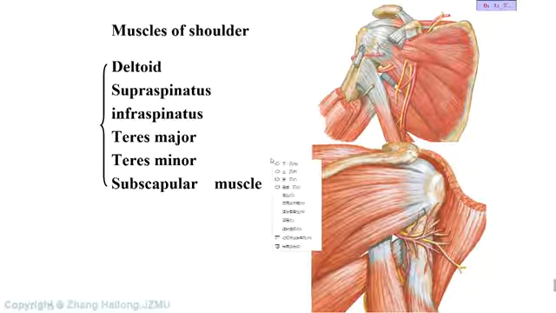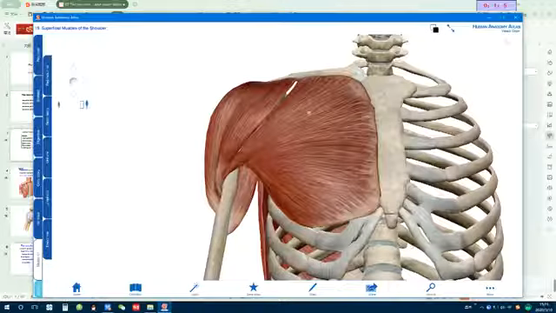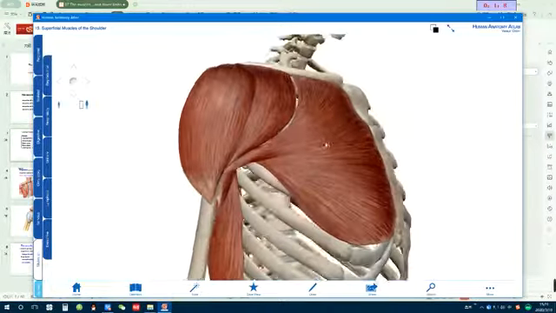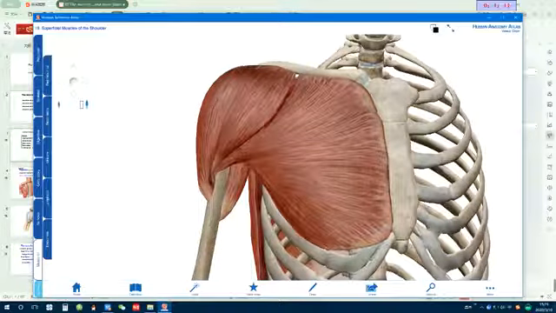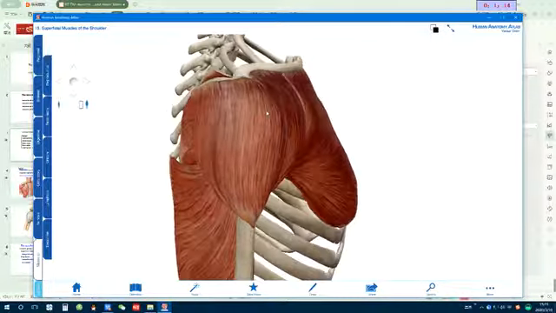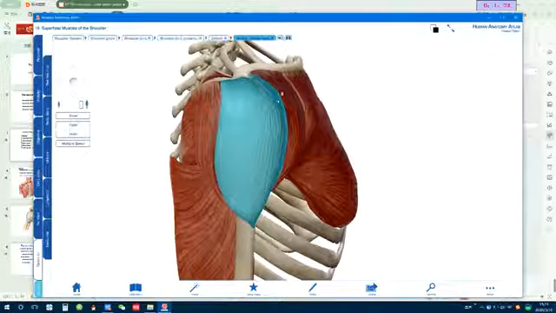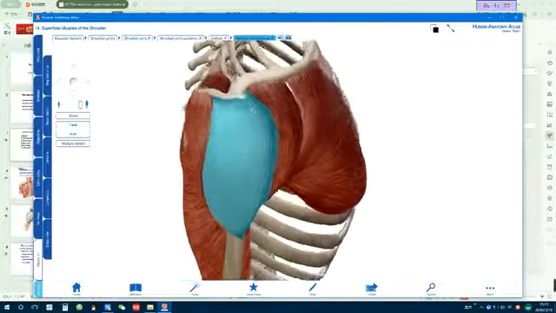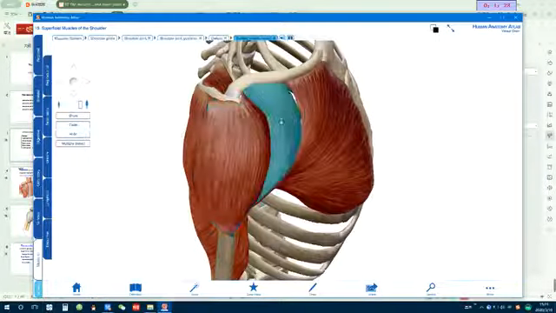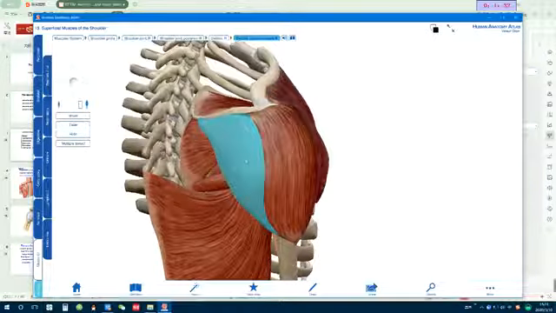Now let's see my software. Let's see them. You see here? This is our right shoulder joint. On the superior and lateral side of the shoulder joint, there is a big muscle. This one is deltoid. And this muscle has three heads. This one is the middle head, this one is the anterior head, and this one is the posterior head.